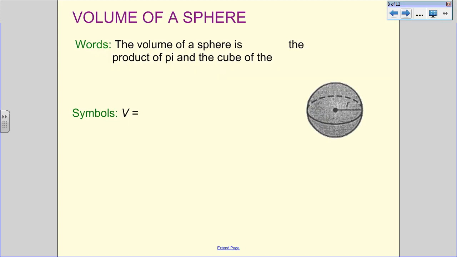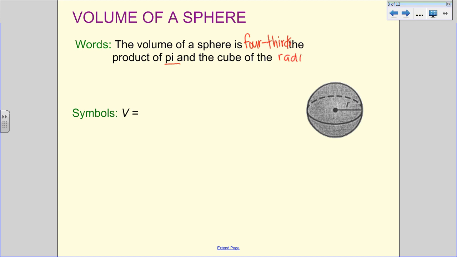All right, so now we're going to take a look at the volume of the sphere. The volume of the sphere is 4/3. So they write that out in words. So 4/3. Hopefully when I say that, you guys are visualizing a fraction. Is 4/3 the product of pi and the cube this time of the radius?